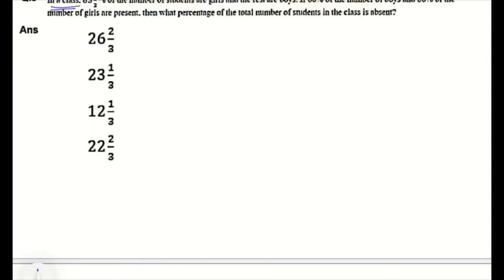In a class, 83 1/3% of the number of students are girls and the rest are boys. If 60% of the number of boys and 80% of the number of girls are present, then what percentage of the total number of students in the class is absent? How many are absent? So here we have a tree diagram: total students, male and female, that is boys and girls. In boys, present and absent; in girls also, present and absent are there.